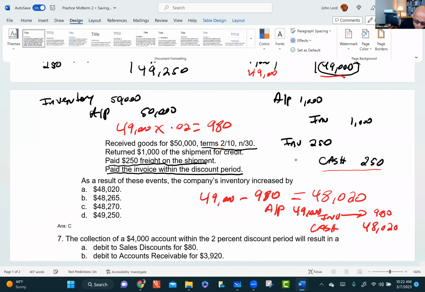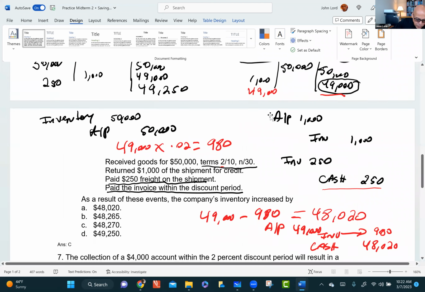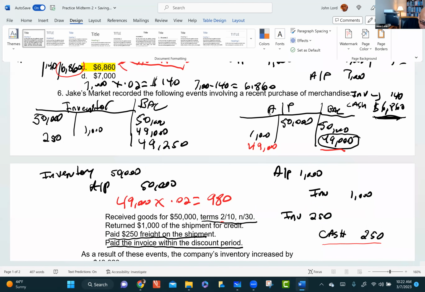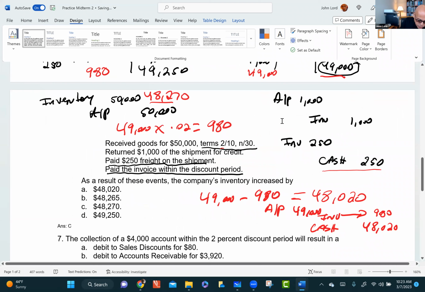inventory. So when I credit the inventory 980, I take 49,250 minus 980, since to decrease an asset like inventory I credit it, which gives me 48,270. That's the balance in the inventory account, and it also happens to be the answer to this question.